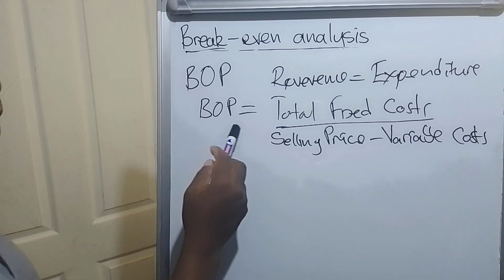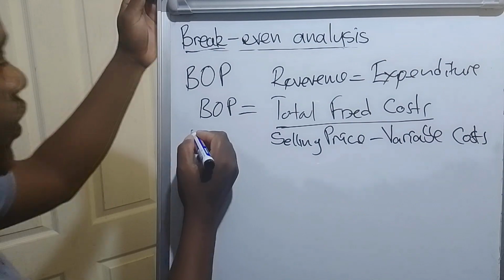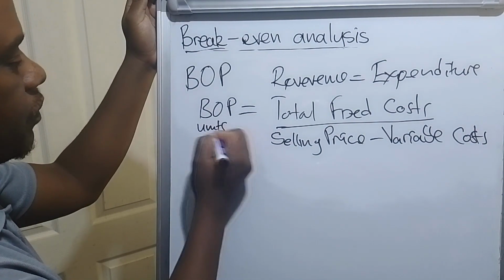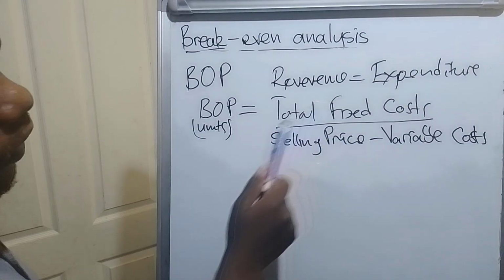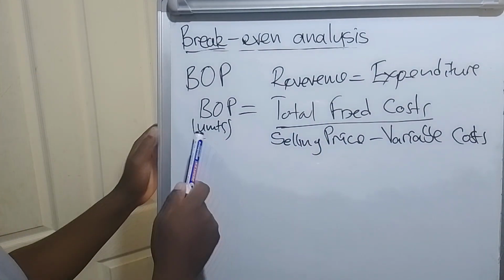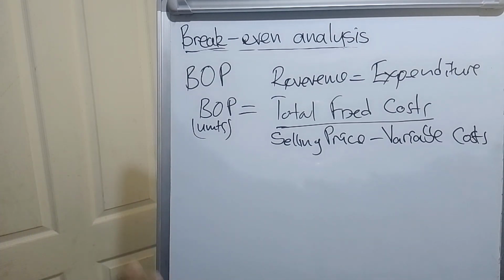So the break-even point will always give you a value in units. Always remember that the break-even point that you calculate using this method will be in units, not in revenue. It will always be in product units that you will be dealing with. Okay, so this is the break-even point.